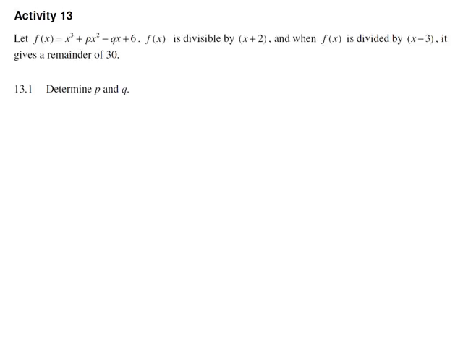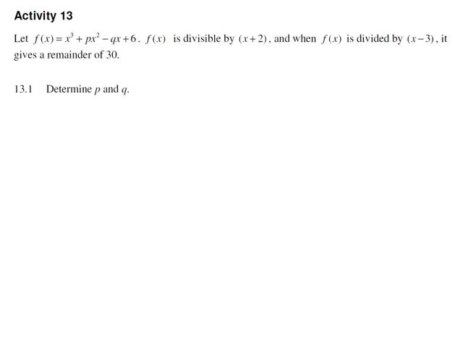In activity 13, we are told that f(x) is divisible by x plus 2 and that when f(x) is divided by x minus 3, it gives a remainder of 30. In the first question, we have to determine the values of p and q, so therefore we'll need two equations that we can solve simultaneously.